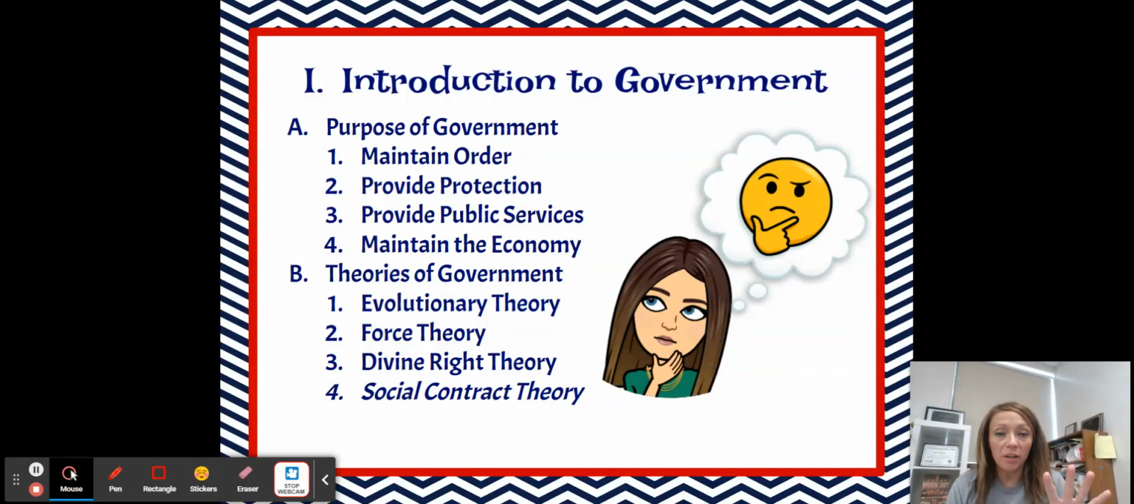So the 4 theories of government: evolutionary, force, divine right, and social contract. We're going to review those and take a closer look in class.